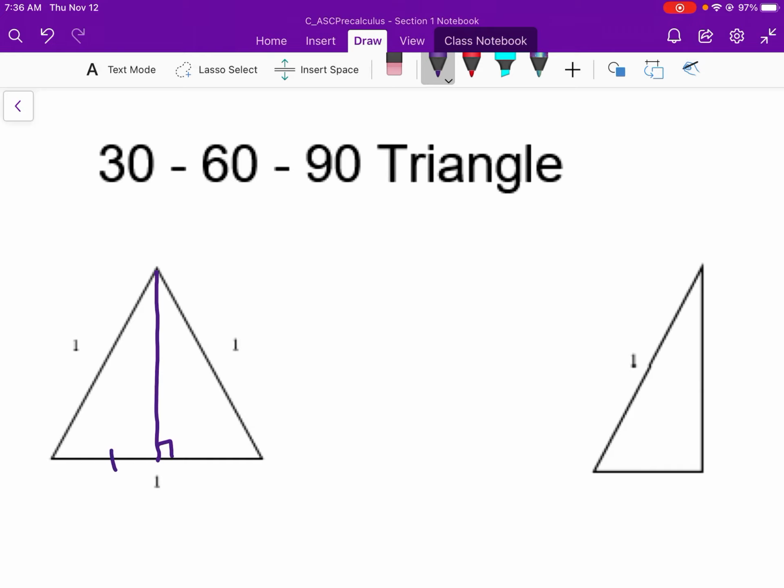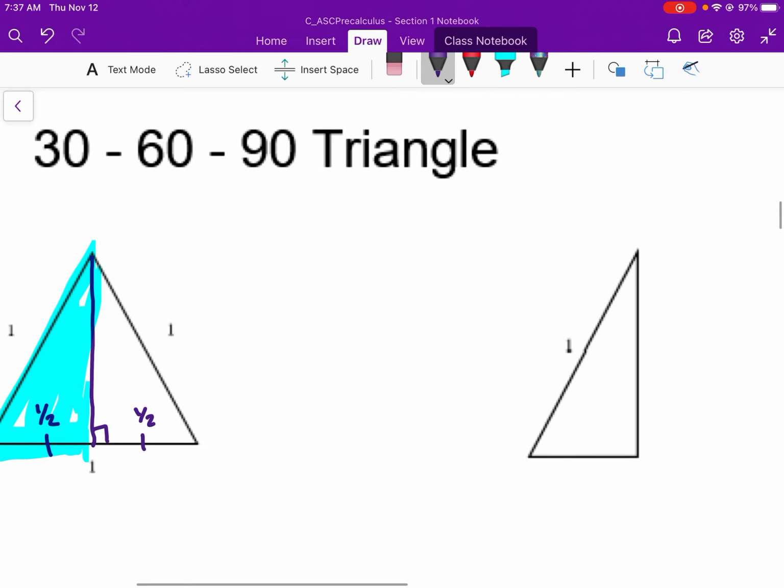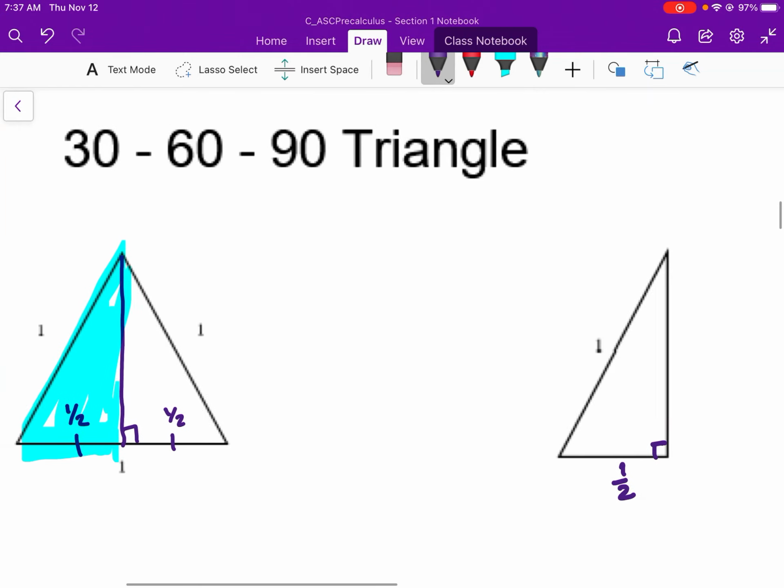And in an isosceles triangle, the altitude splits the base into 2 congruent parts. So if the whole thing is 1, that means each part is a half. So if I take this triangle on the left side and bring it over here by itself, I know that this side over here is 1/2. This is a right angle. Now all I have to do is figure out what that other side is.